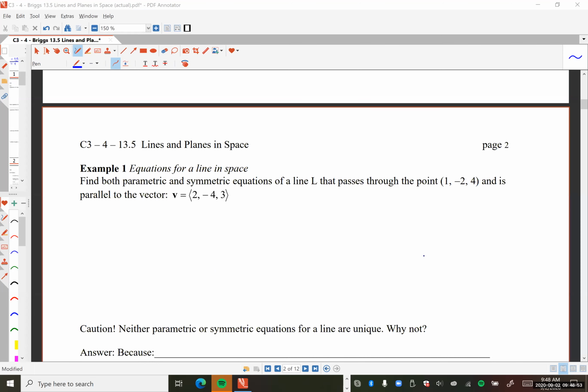Now, I'm never going to give you something as easy as example 1 because it's way too easy, but I want to boost our self-esteem a little bit. So here we go. We're going to find both the parametric, which is happy face, yay, and the symmetric, unhappy face, equations of a line L that passes through this point and is parallel to this vector.